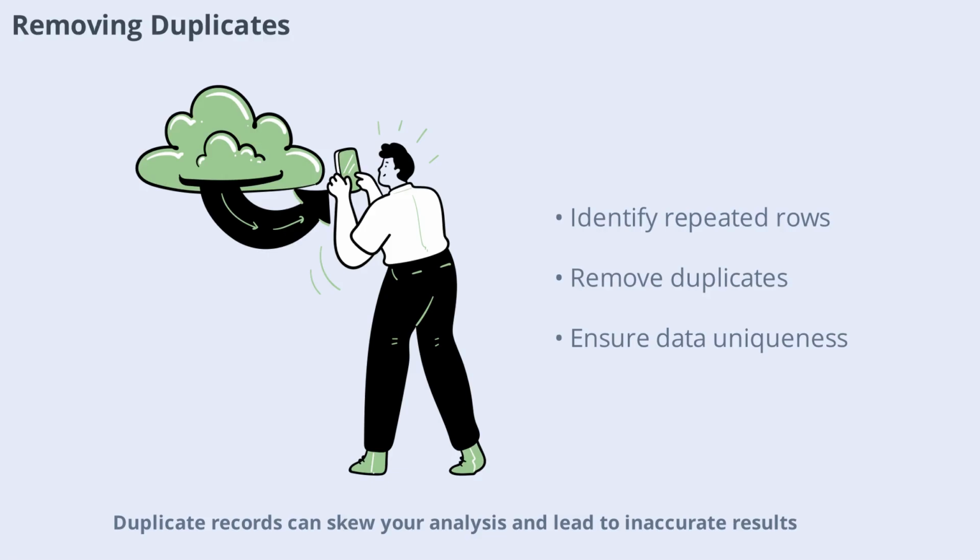Duplicate records can skew your analysis and lead to inaccurate results. Identifying and removing duplicates is a key step in data cleaning. This process involves checking for repeated rows or entries and deciding which ones to keep. Most data analysis tools offer functions to quickly find and eliminate duplicates, ensuring your dataset remains unique and reliable. After handling duplicates, your data will be more consistent and trustworthy for further processing.